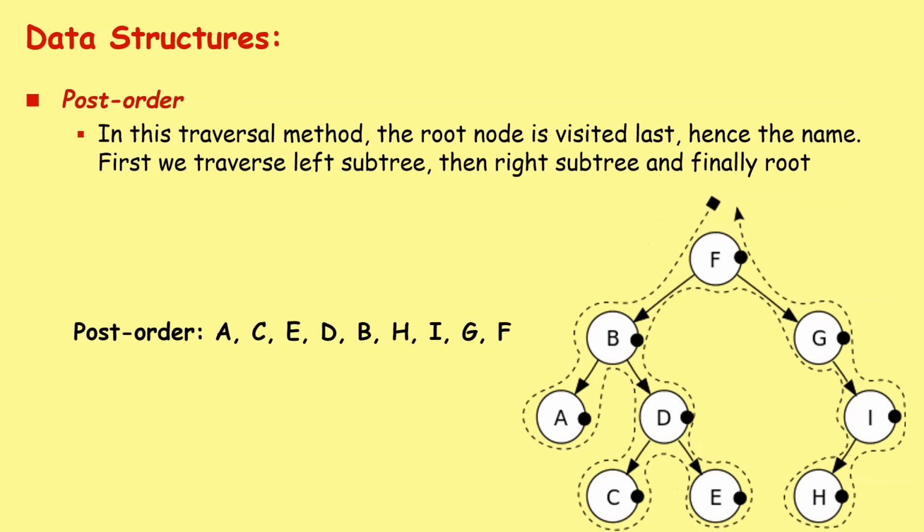And finally, post-order. Here, the root node is visited last, hence the name. First, we traverse the left subtree, then the right subtree, and then finally we go to the root. So here we would get A, C, E, D, B, H, I, G, F.